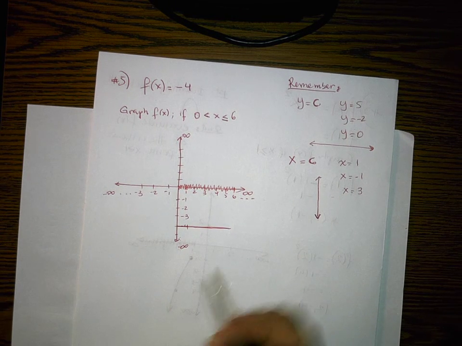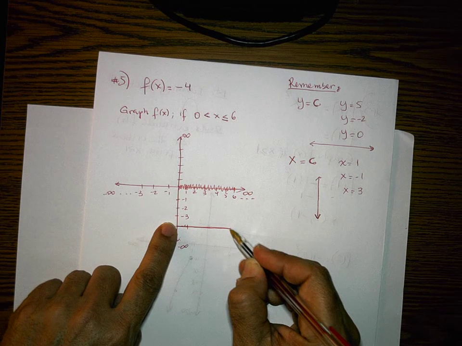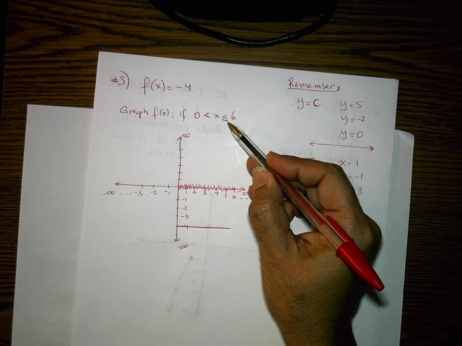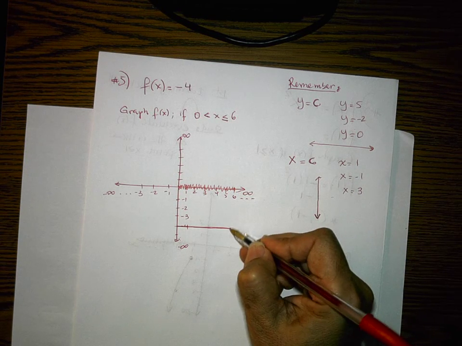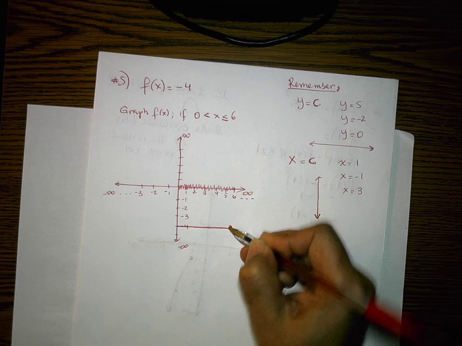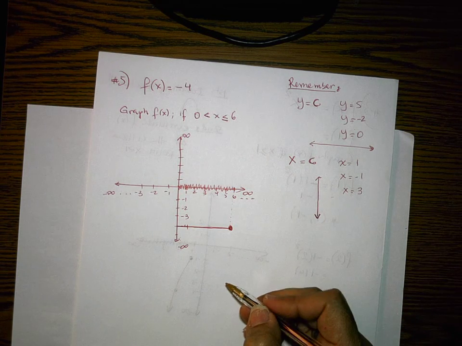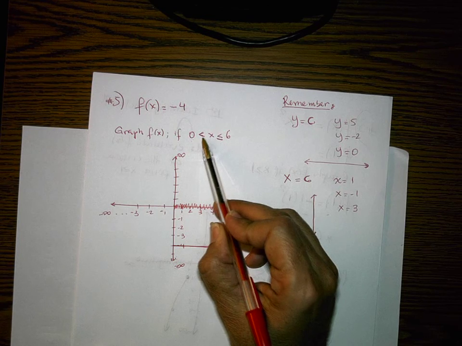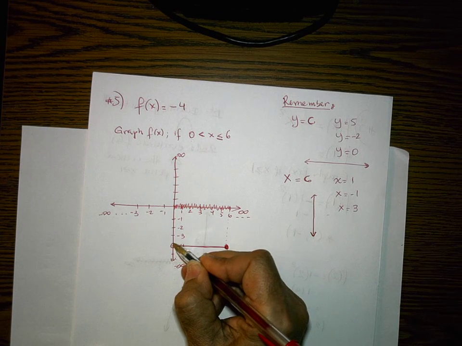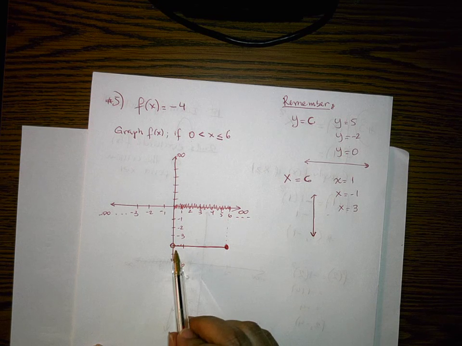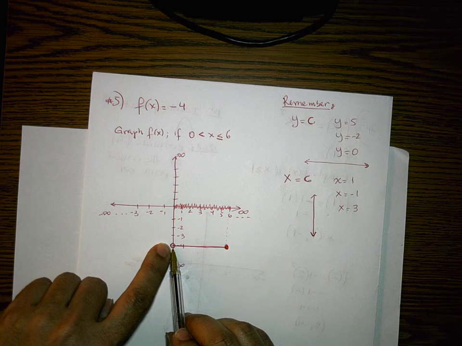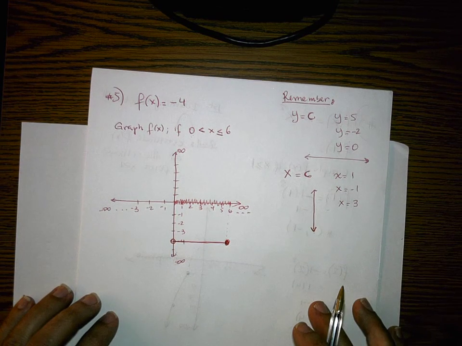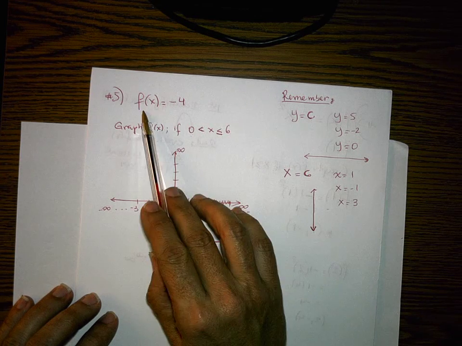But then I need to pay attention to the critical points on each of the sides. Includes the 6 means I want x equals 6, so I would have a closed dot right here, because I do want to include the 6. And then x is between 0: 0 is less than x, I don't want the 0. There's no equal, so I would put an open circle right there. Now my graph is complete. I graphed it between 0, not including 0, all the way to 6, including 6 with a closed dot. So that is our domain restriction graph of f of x equals -4.